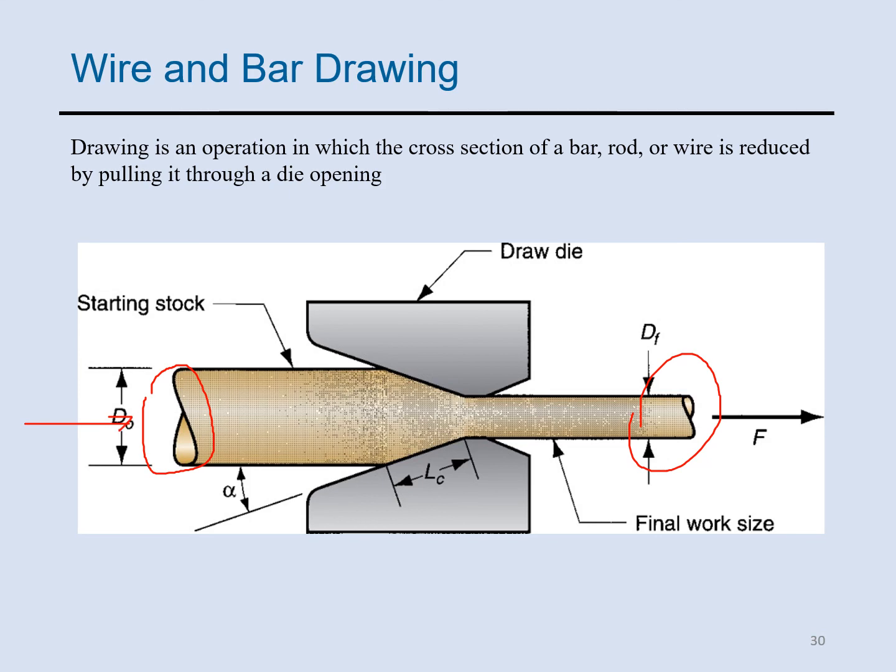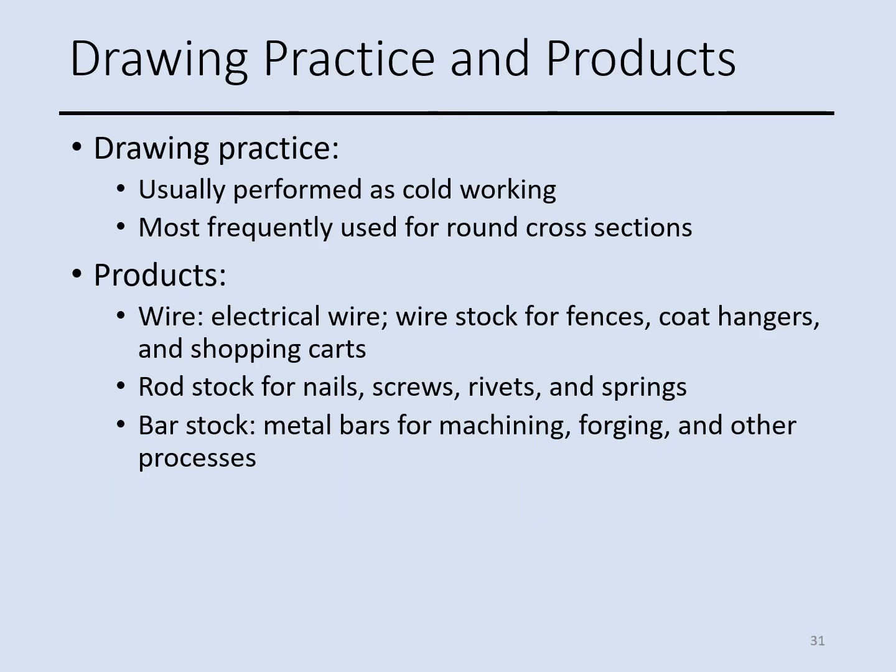on the left side. The drawing process can be performed at a cold temperature, at a low temperature, and it is frequently used for round cross sections. Here are some of the products of the drawing operation. We have electrical wire, wire stock for fences, and coat hangers. All of them are produced by drawing operations.